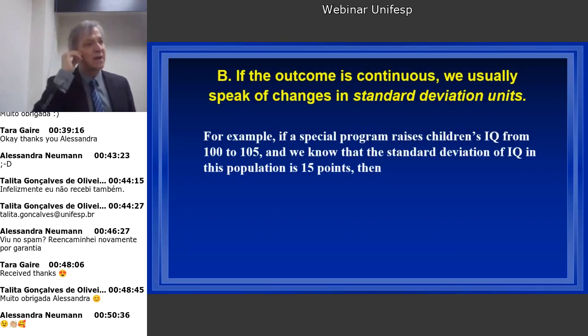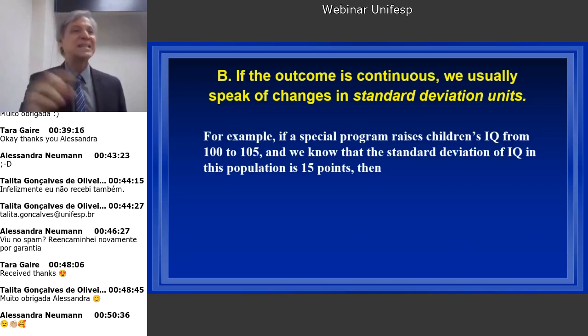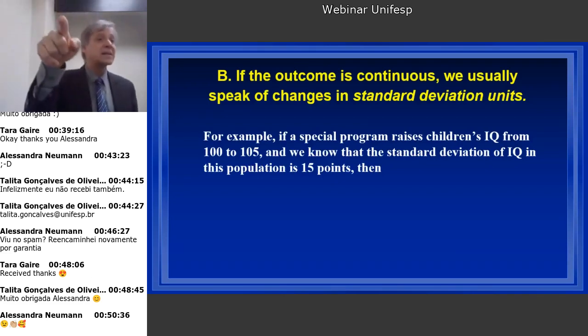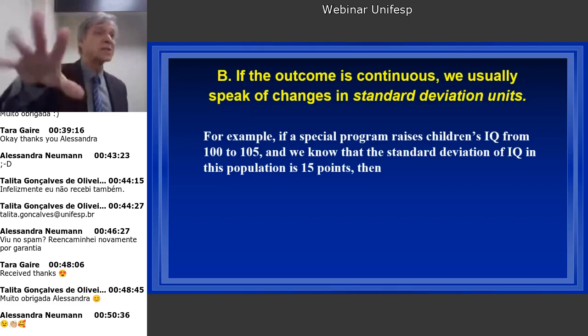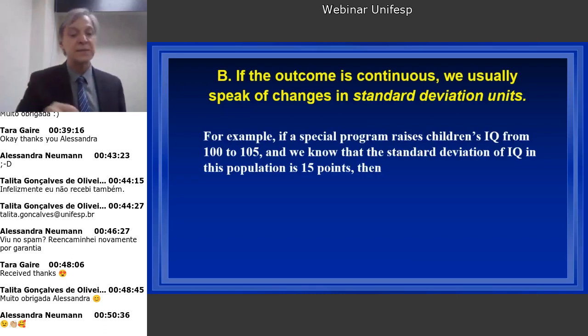Cook's distance. There's a lot of stuff. If the outcome is continuous, we usually speak of change in standard deviation units. And when we do meta-analysis tomorrow, I'll show an example. Okay, one study we've done, and I can show it to you. What do you mean by that?